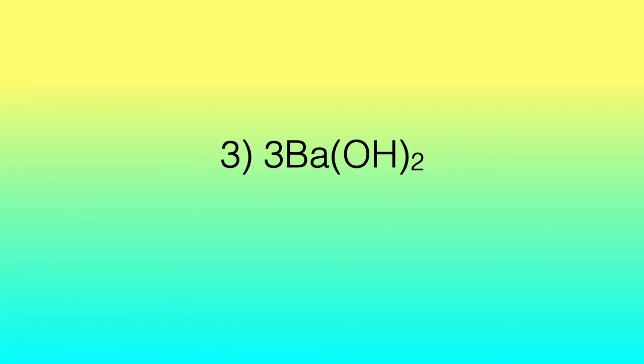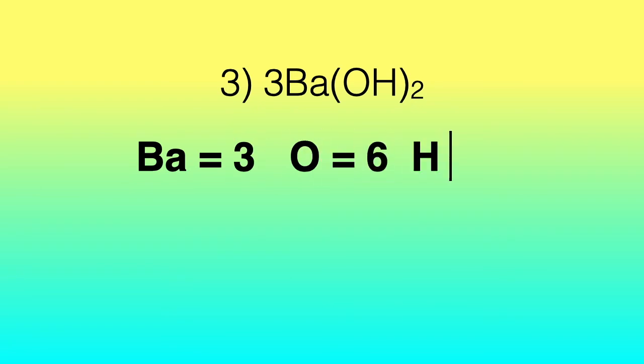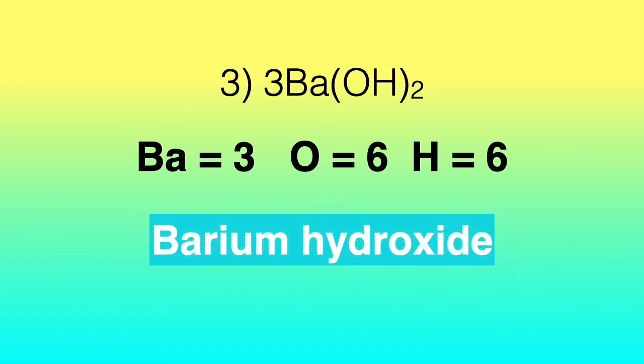Number 3 is 3BaOH2. Here we have a coefficient of 3 and a number 2 as a subscript. I'm going to go ahead and write the symbols of each element and count the number of atoms for each one. We have 3 barium, 2 oxygens times the coefficient 3 gives me 6 oxygens in total, and 2 hydrogens times the coefficient 3 gives me a total of 6 hydrogens. We can see that these elements have opposite charges, making their bond an ionic bond. Therefore, the name of this compound is barium hydroxide.